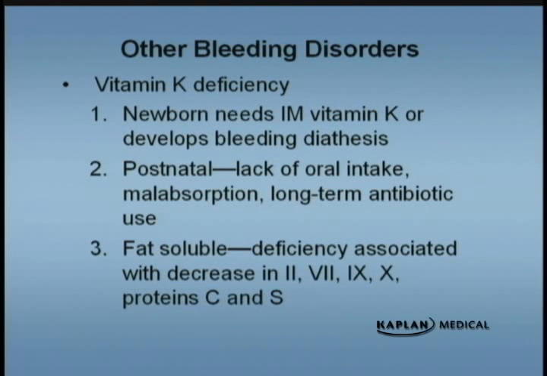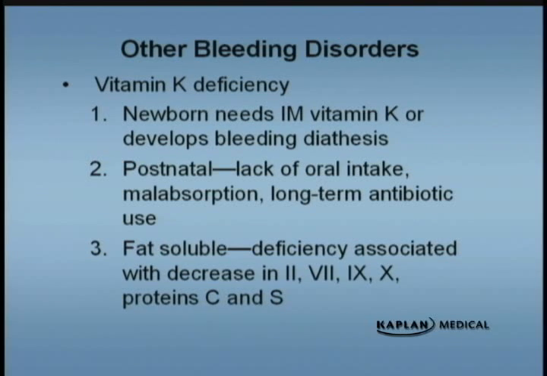Other bleeding disorders. When we talked about the newborn, we said that one of the first things that you do to a newborn is give them vitamin K. So we give it to them intramuscularly, and this helps to prevent bleeding problems. Remember, vitamin K is instrumental for clotting factors 2, 7, 9, and 10.